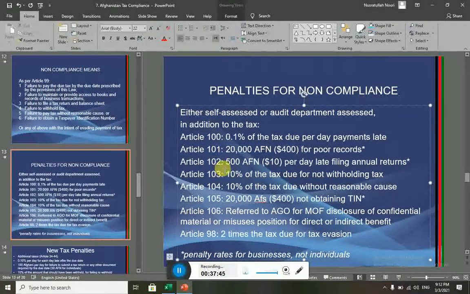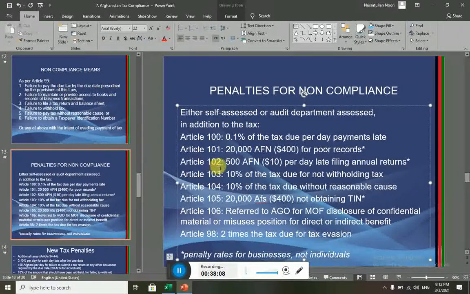Article 102 says 500 Afghanis, which is $10 per day, for late filing of annual returns. Now it has also changed. Article 103 will also be discussed with the new penalties in the upcoming slide. So let's first discuss the previous ones. Most of them have changed, either increased or decreased.